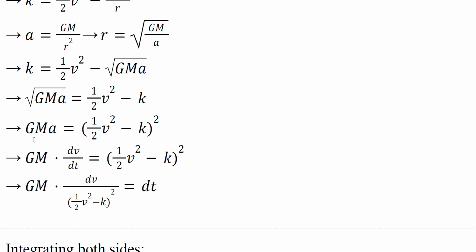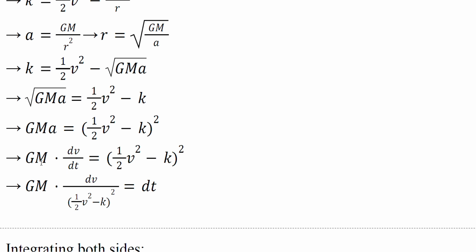Here's where it gets interesting. So GMa is equal to half of v squared minus k, whole square, and then we're going to be writing a as dv by dt, because a is the derivative of velocity over time. So this is the instantaneous acceleration, by the way.